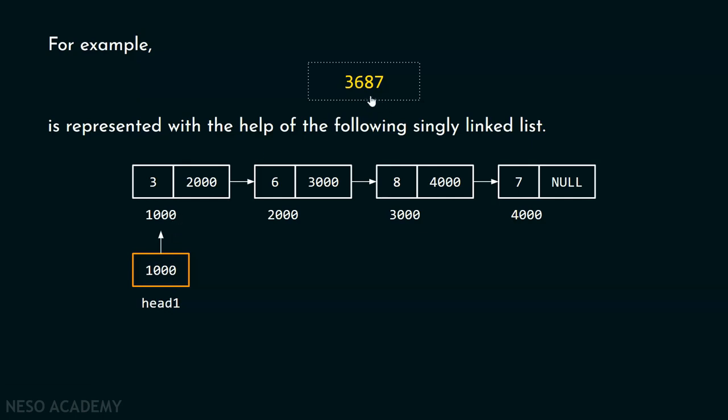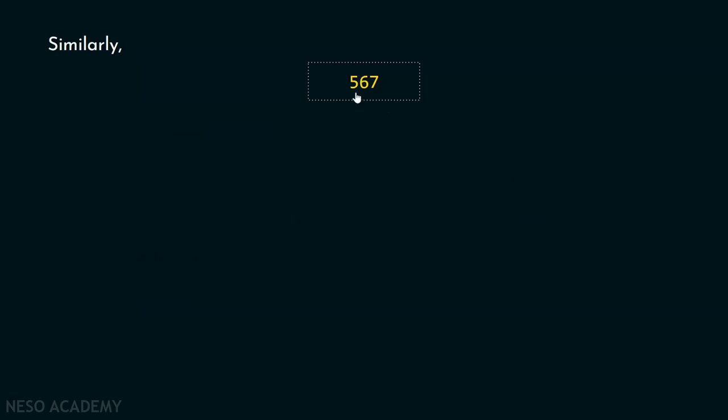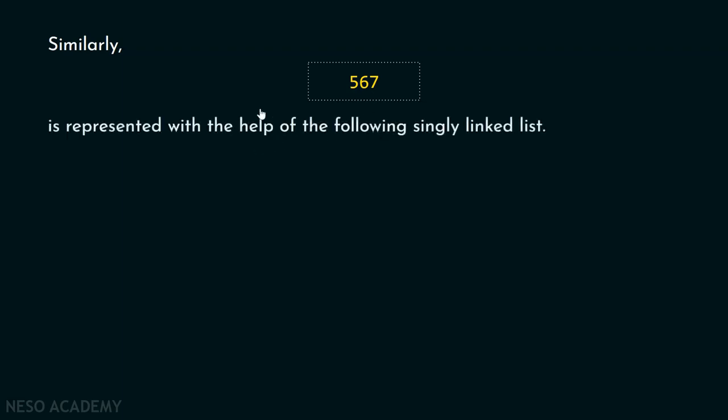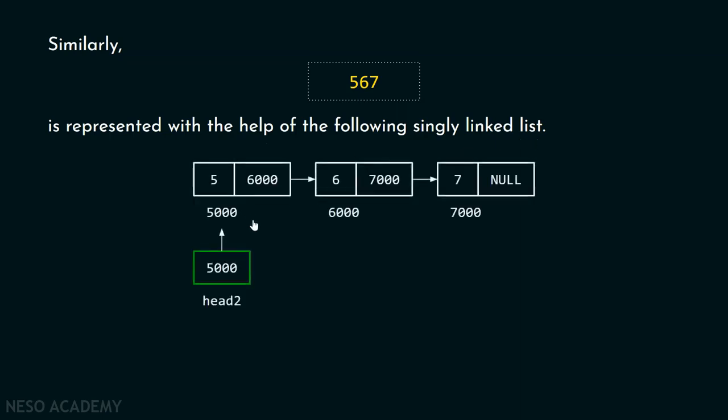And now let's say we want to represent this number 567 with the help of a linked list. And obviously you can see that this is a 3-digit number. Therefore 3 nodes are required in the singly linked list. This number is represented with the help of the following singly linked list. This is how the singly linked list looks like. Here obviously the first node will store this value 5, second node will store this value 6, and third node will store this value 7. And here head2 pointer is currently pointing to the first node of this singly linked list.